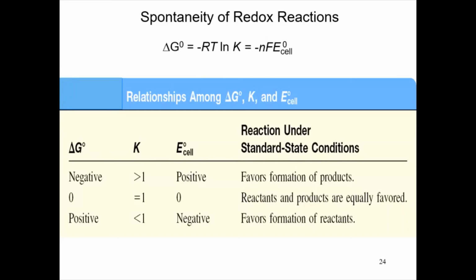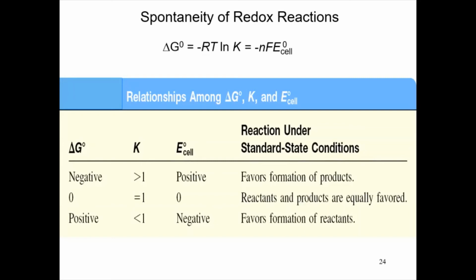Delta G naught being 0 is the same as K being 1. It's the same as the potential being 0, which means that you have an equation where both reactants and products are equally favored. And of course, a positive delta G goes with a value of K that's less than 1, or a negative potential, which means the reaction is not spontaneous in the direction written. And so the direction favored will be the formation of reactants.